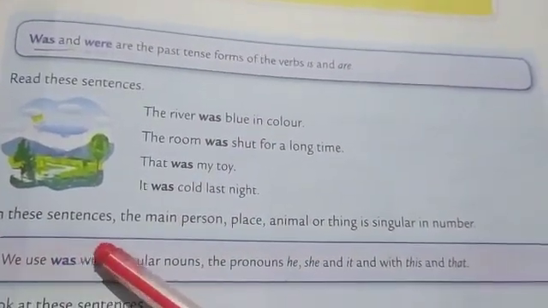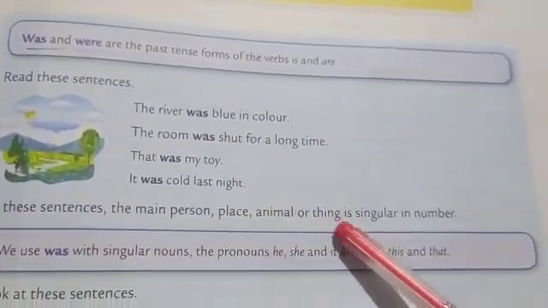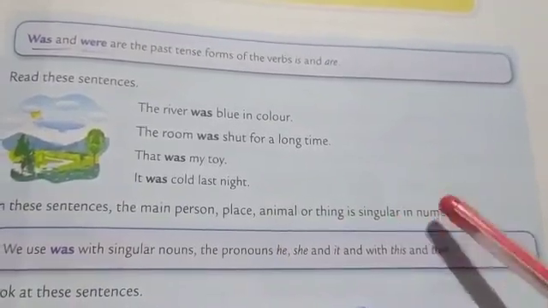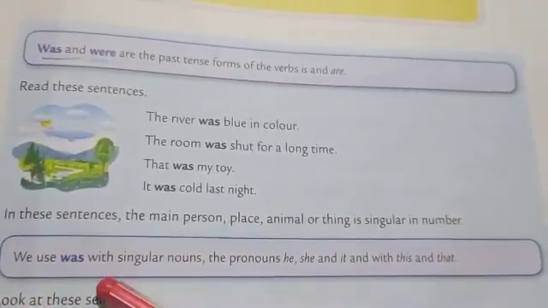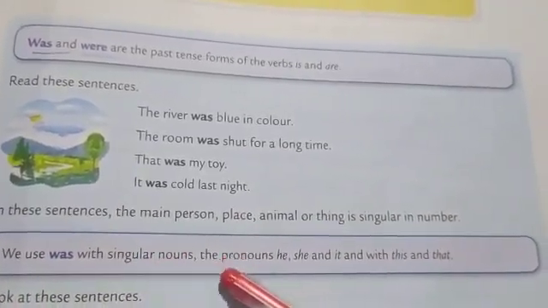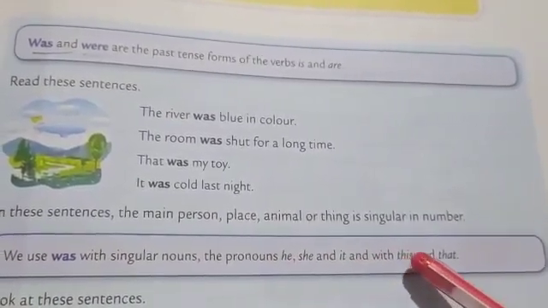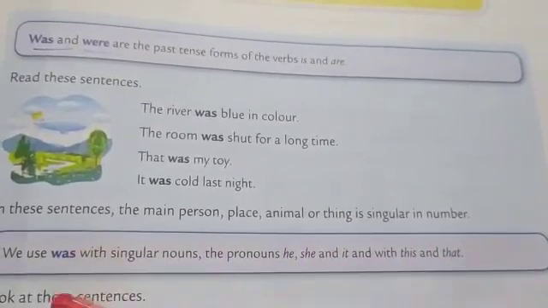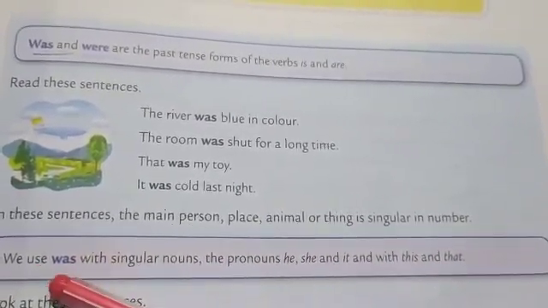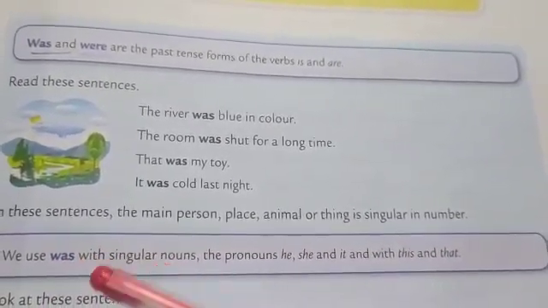In these sentences, the main person, place, animal or thing is singular in number. We use was with singular nouns. The pronouns he, she and it, and with this and that also we use was in singular noun.